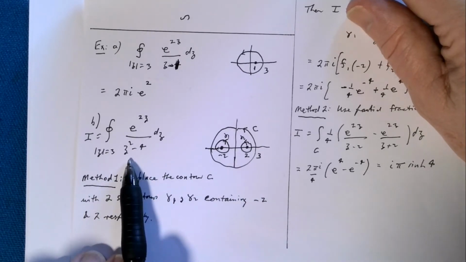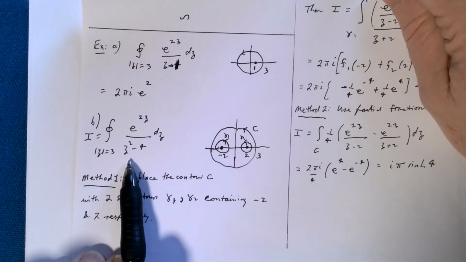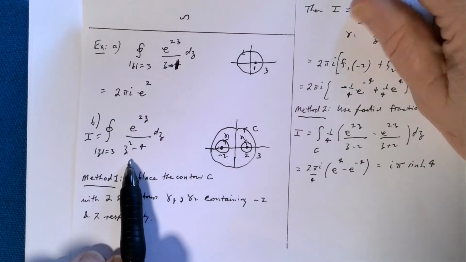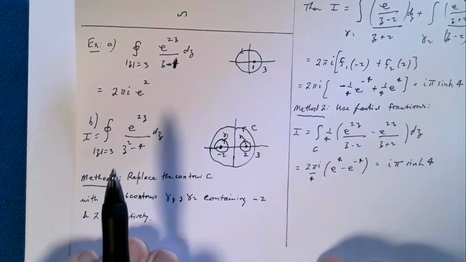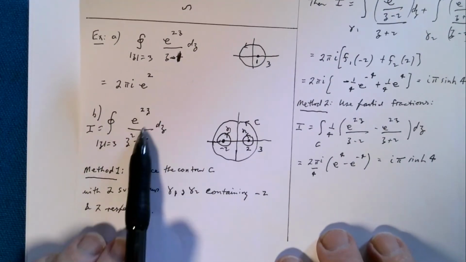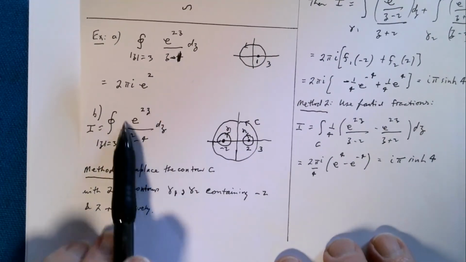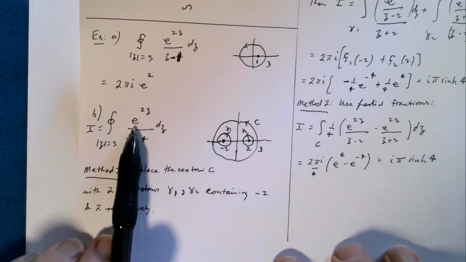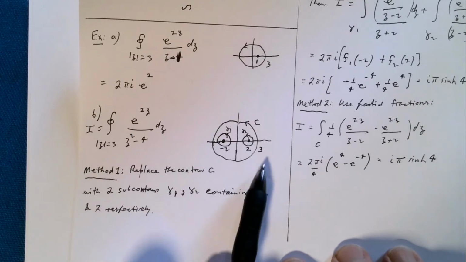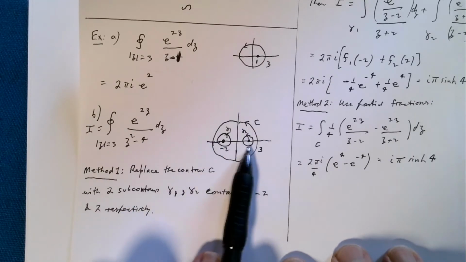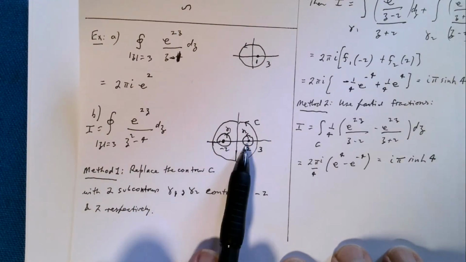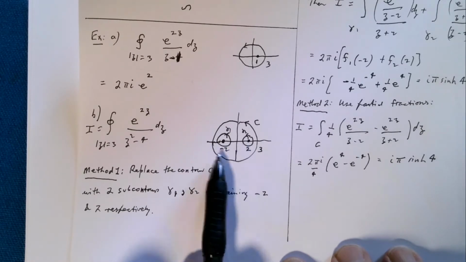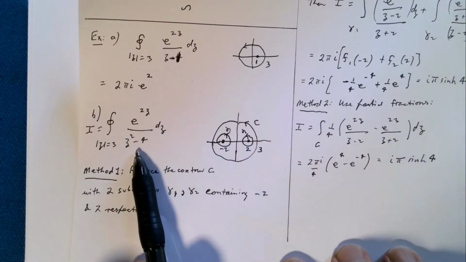So there are two ways of proceeding with this. One, which is the one I sort of prefer, is to replace our contour C. This function here, by the way, is analytic everywhere, as was the one up here, which I should have mentioned. So this function's analytic everywhere, so I'm going to replace the contour C by two little subcontours, gamma 1, gamma 2, that isolate these two singularities at plus or minus 2.